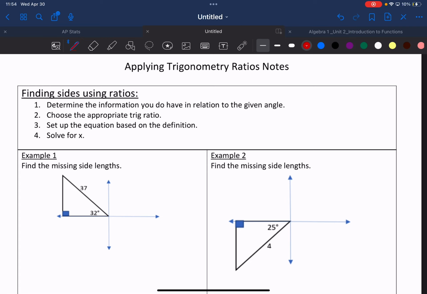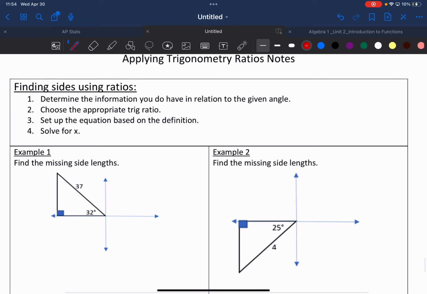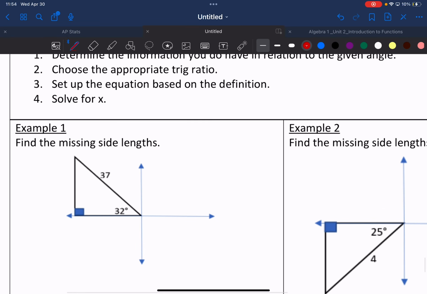Then from there, we're going to choose an appropriate trig ratio. So remember, we would use SOHCAHTOA. And remember, that is going to help us remember the ratios for each sine, cosine, and tangent. Then we would set up our equation and solve for our variable.